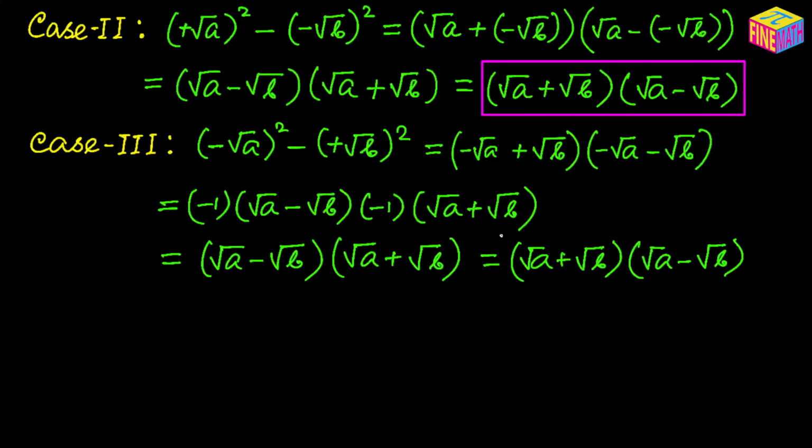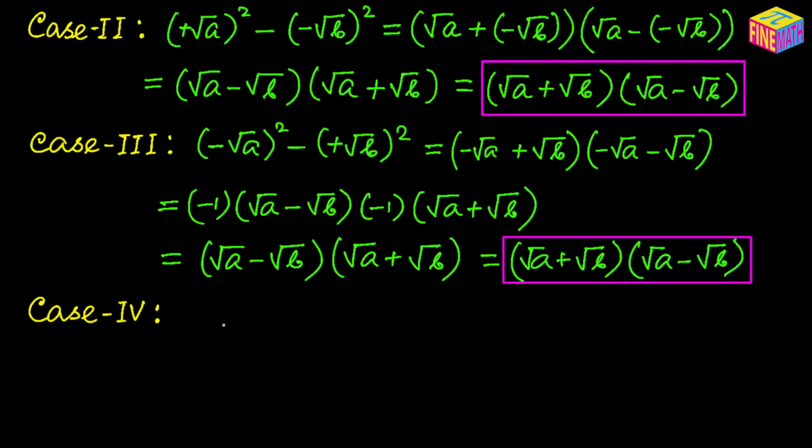Here again you see that it's the same as the first 2 cases, right? In the first 2 cases, whatever factor form we got, we again got the same form. And very soon we'll see the 4th case, and there also you will see that the factor form will be exactly like this. So let's do the 4th case. In this case, we are going to take both of them negative. So it would be negative square root of a whole square minus negative square root of b whole square.